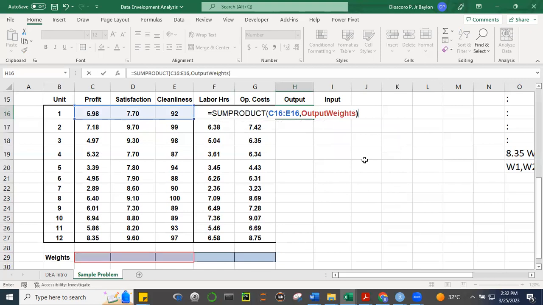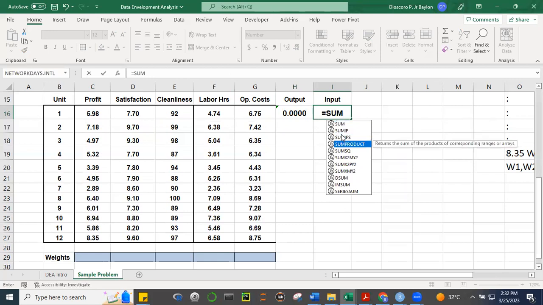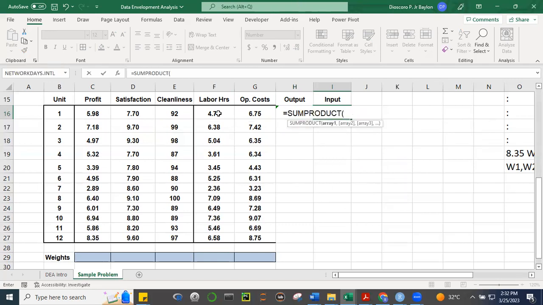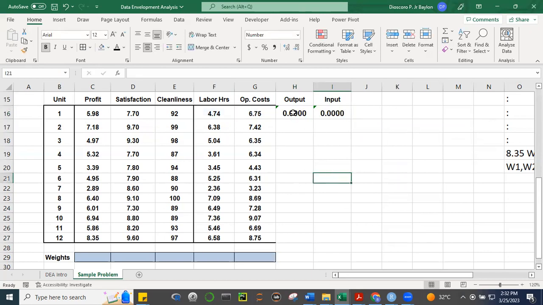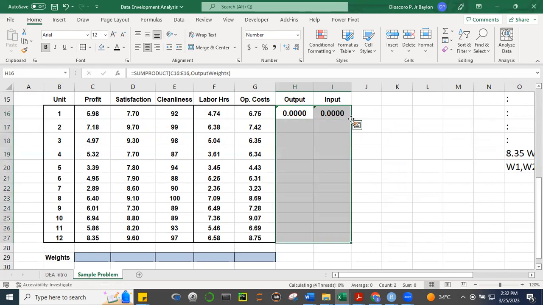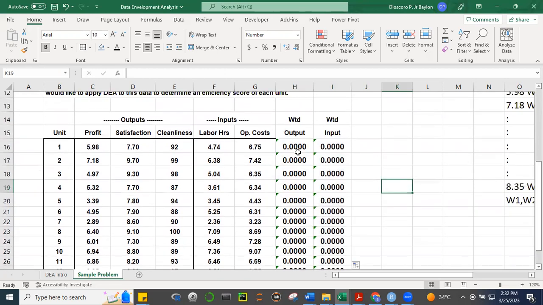Okay, Control Enter, and then our weighted input will be the sum product also of our inputs and the input weights there. And we can just copy this down, or use the fill handle there. Okay, so we now have the weighted output and the weighted input of each of the units.